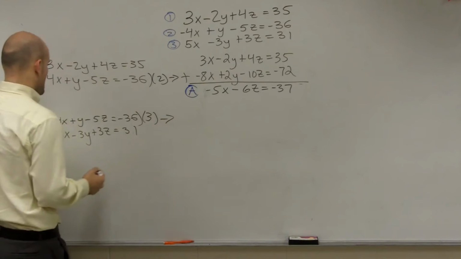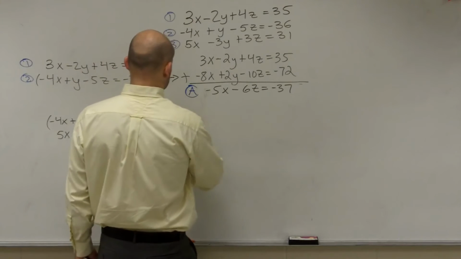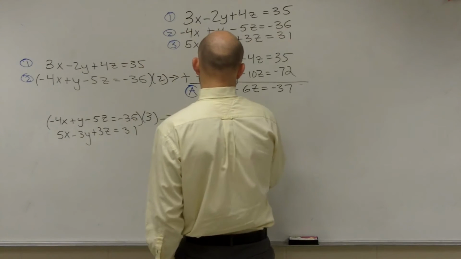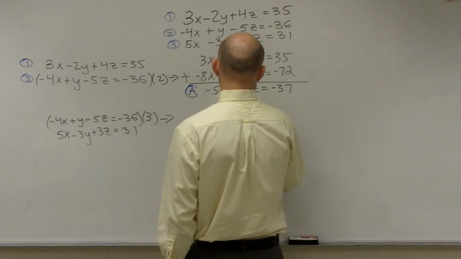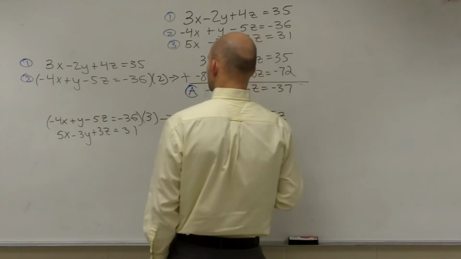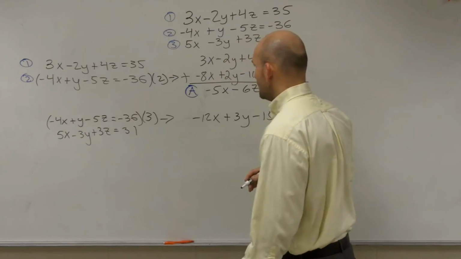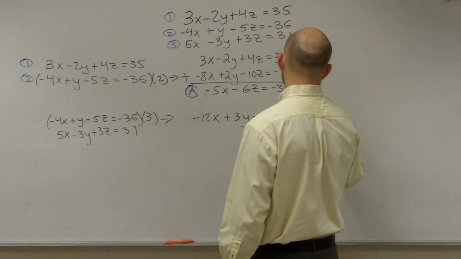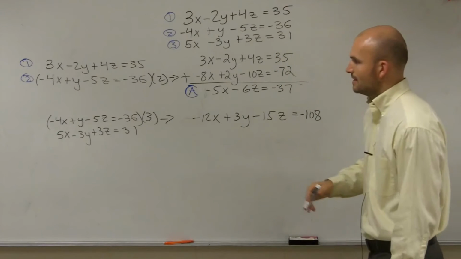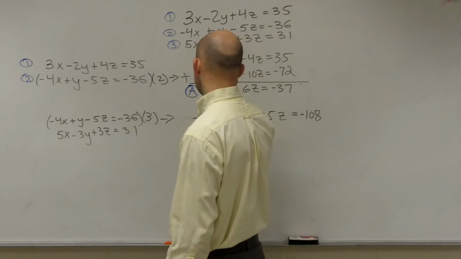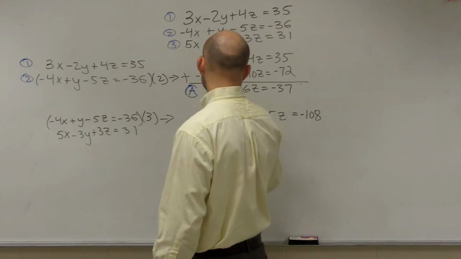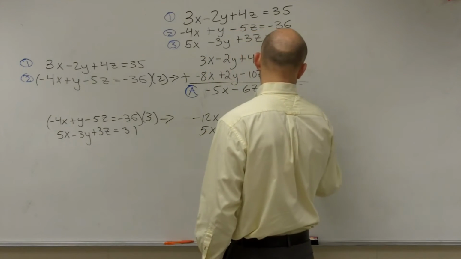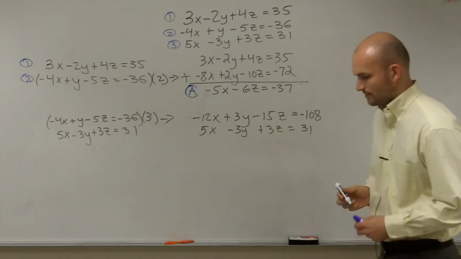And when I do that, I obtain negative 12x plus 3y minus 15z. And 3 times that's going to be 72. It's going to be negative 108. All right. Then I just rewrite my second equation, because I didn't do anything to it. So that's 5x minus 3y plus 3z equals a positive 31.